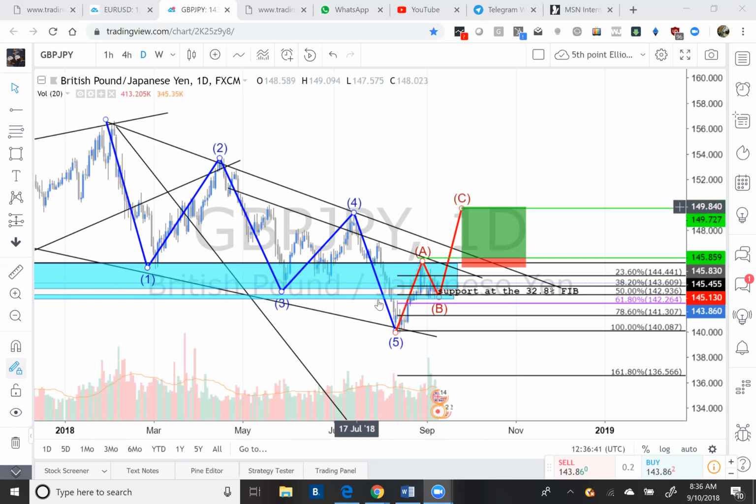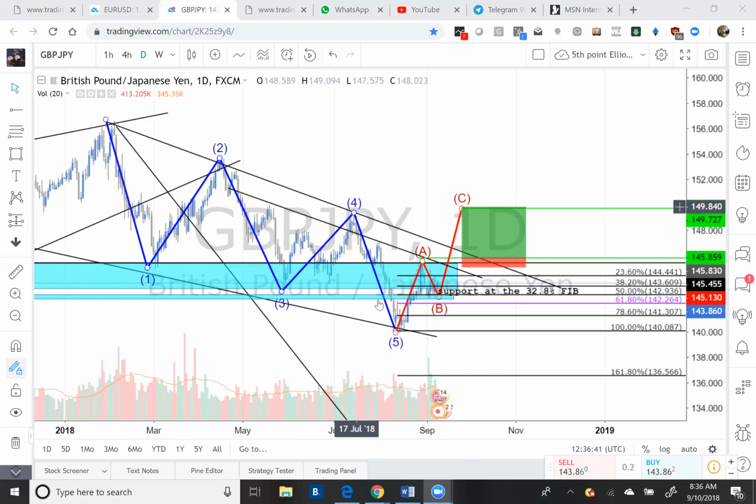So far we have the 0-A leg, and then we have the A-B leg. And I was expecting it to go as low as the 618 on the Fibonacci. So I ran the Fibonacci from the fifth point of the Elliott wave to the A point on the ABC correction.